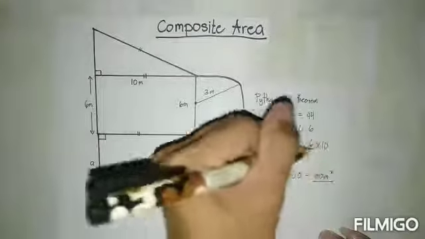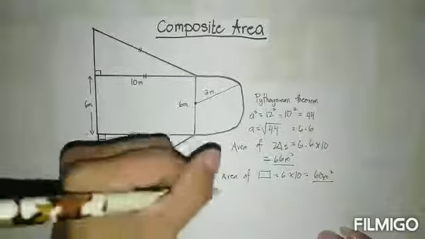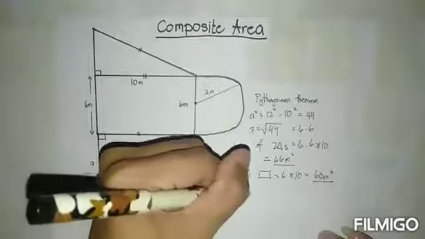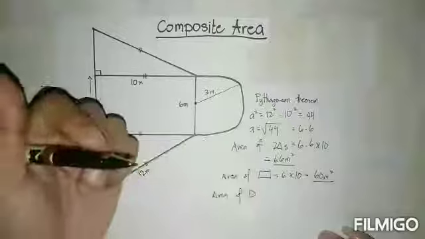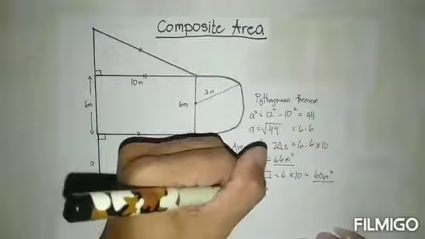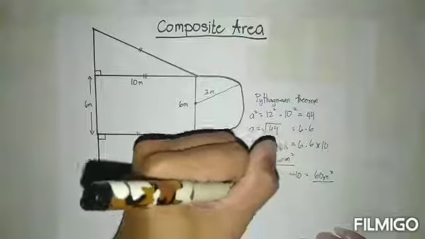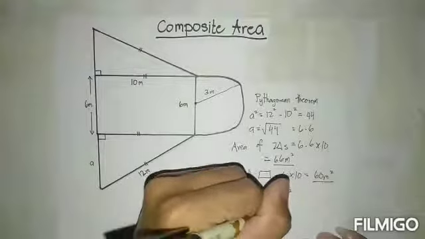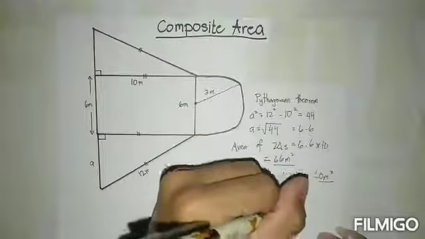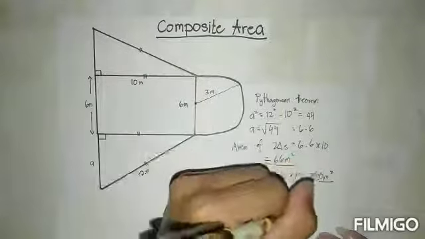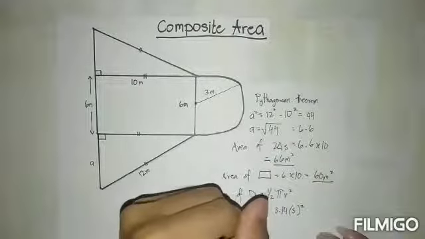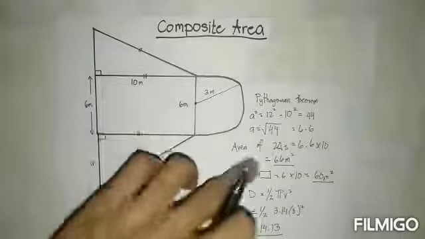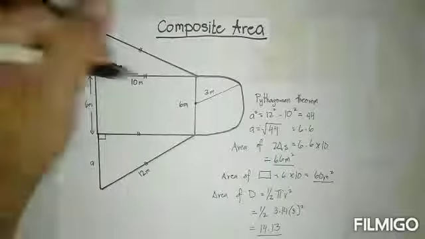Okay. Next, the area of our semicircle. Area of a semicircle is 1/2 pi r squared. So we solve for the value: 3.14 times the radius 3 squared, and we get 14.13. Okay, so we add the areas of these different figures.